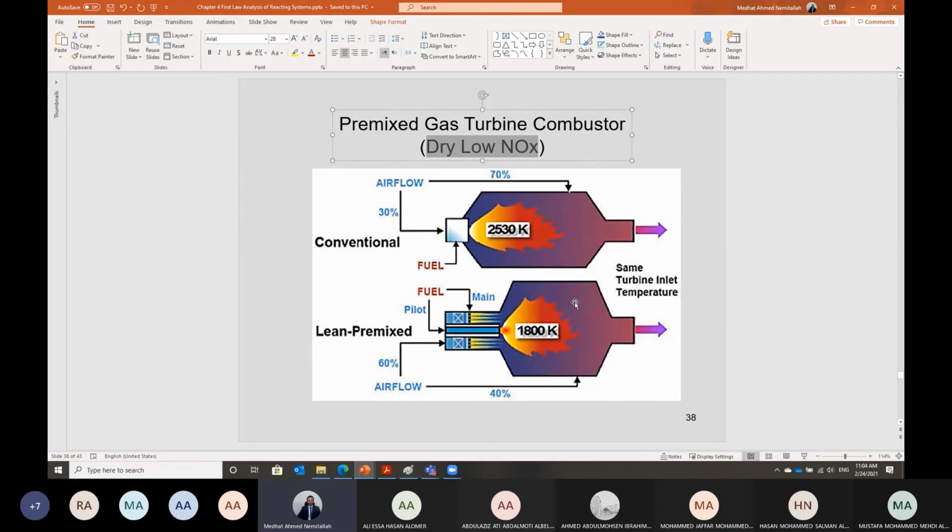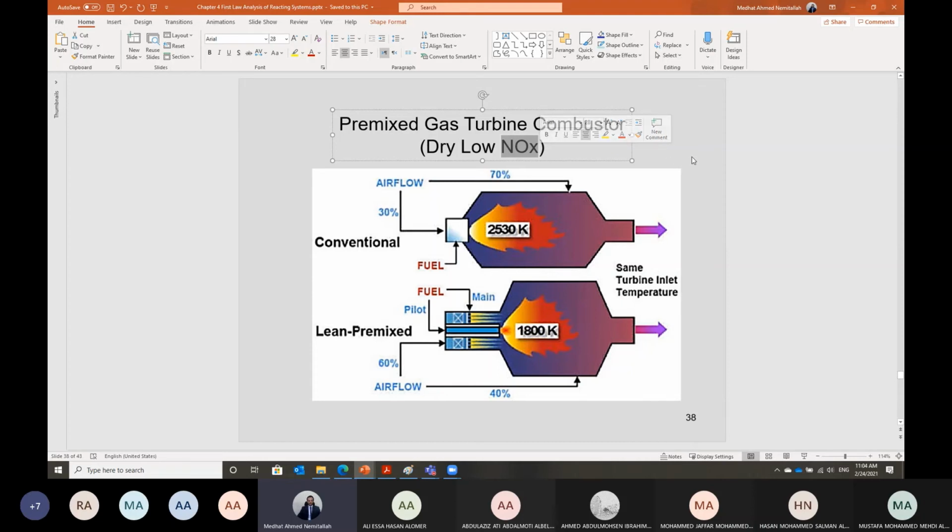There is, shabab, also wet. This is dry low NOx. There is wet low NOx, in which we inject some water vapor inside the combustor in order to cool down the combustion product. And in this case, we cool down the temperature and we reduce the NOx emission. But this is a kind of wet approach, in which we just inject some water in order to reduce the temperature.